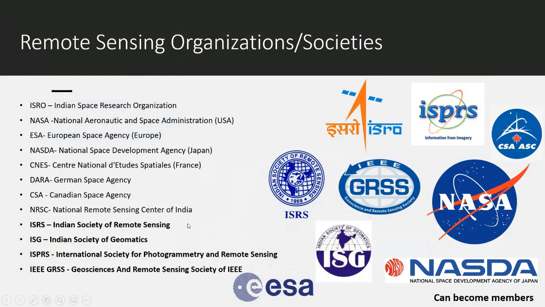These are some of the organizations, and the bold ones here are the societies with which we can become members. ISRS and ISG are Indian societies based on remote sensing, and ISPRS is International Society for Photogrammetry and Remote Sensing, and IEEE also has one branch properly focused on geosciences and remote sensing. So we can become members of these societies if you are interested and get regular updates.